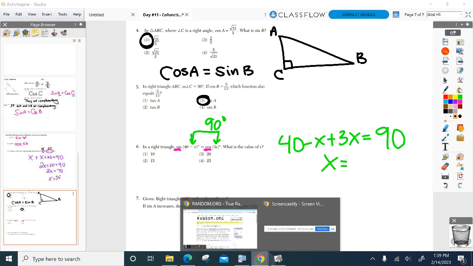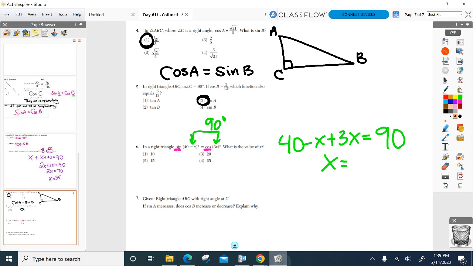And when you get it, let me know. Value of x. 25. Yep. And then I'm going to let you discuss number 7 on your own. See if we really get this before I call it a day here.